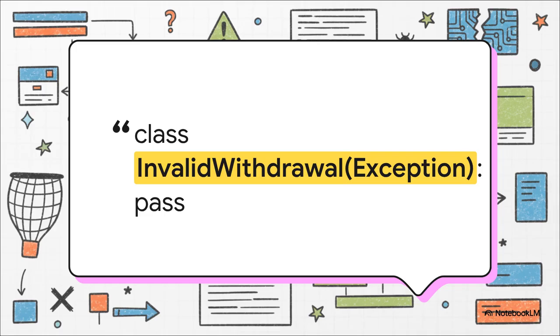And this is where it gets really creative. You're not limited to the alarms that come built in. You can make your own. Take a look at this code. For a banking app, a developer could invent a brand new exception called invalid withdrawal. So now, if a user tries to take out more money than they have, the program doesn't just have a generic meltdown. It raises this very specific custom alarm that can carry all the crucial info like, hey, the balance was $50 and they tried to take out $100. It makes handling these situations so much more precise.